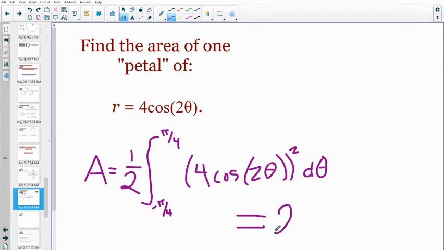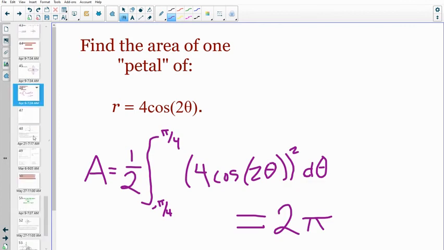I got an answer of 2 pi, which seems like an answer that would be not coincidental, or would be an amazing coincidence if it actually was a coincidence. But there we go. That's how to do these types of problems, how to find the areas.